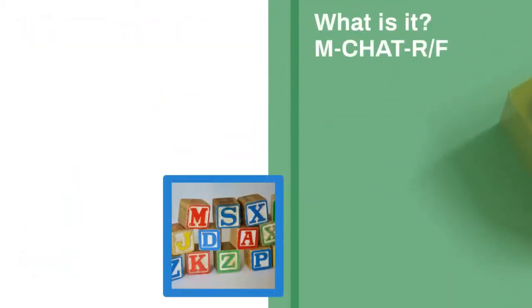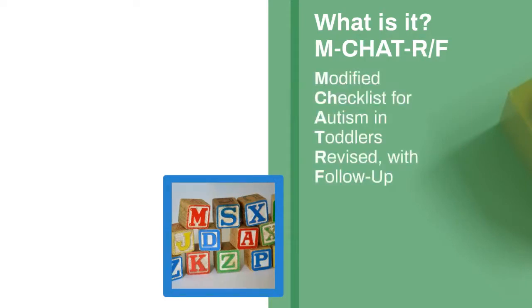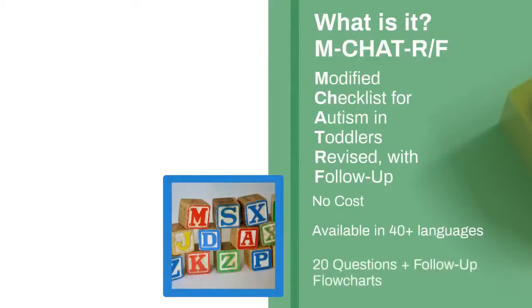What is the MCHAT RF? MCHAT RF stands for Modified Checklist for Autism in Toddlers, Revised with Follow-Up. It is a no-cost screener for autism spectrum disorder risk and is available in more than 40 languages. The MCHAT RF is comprised of 20 initial questions with matching follow-up flowcharts for each of those initial questions.